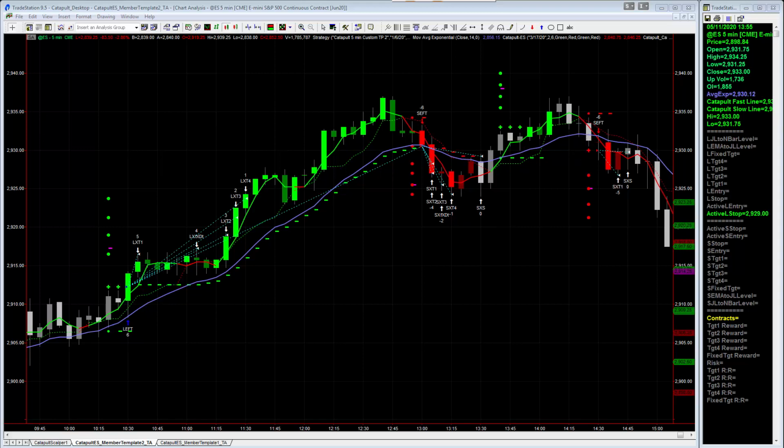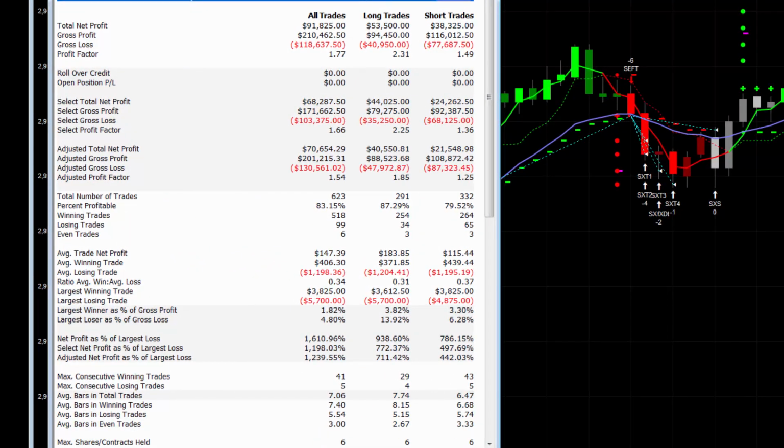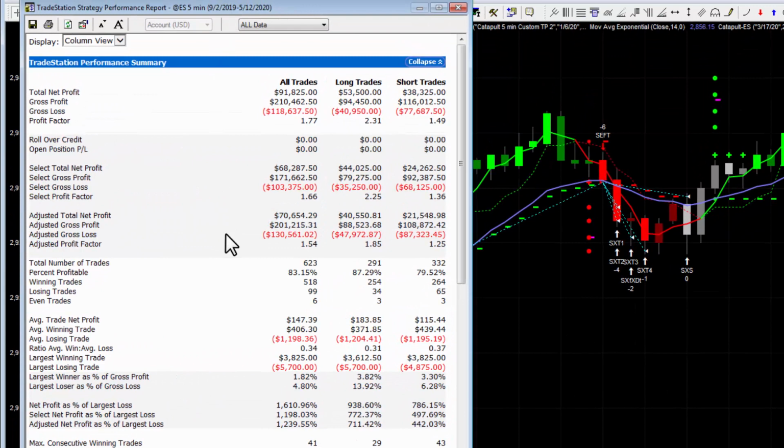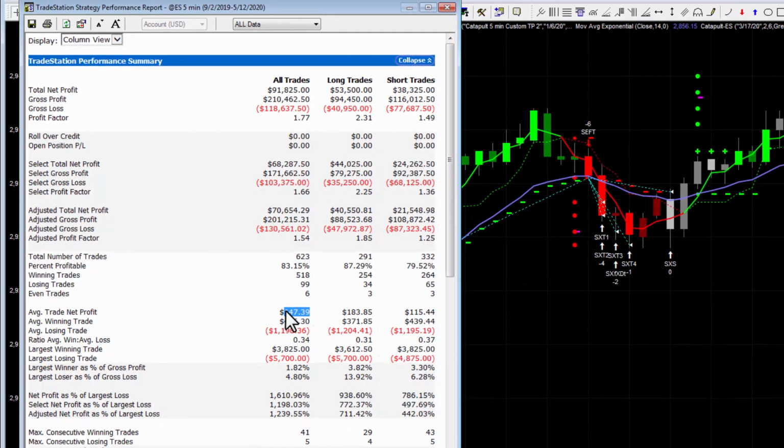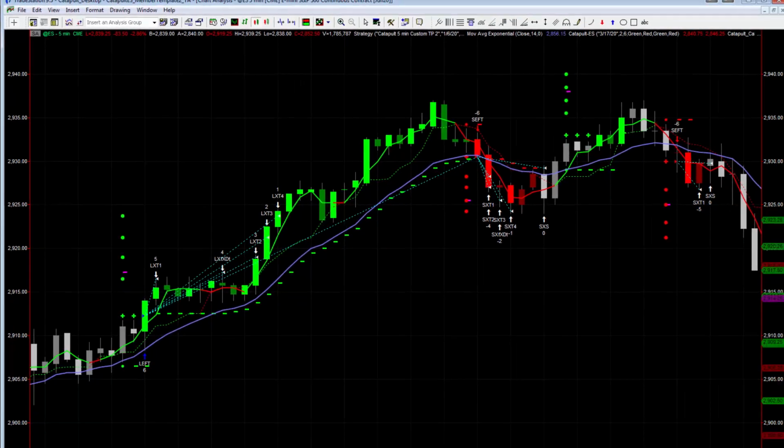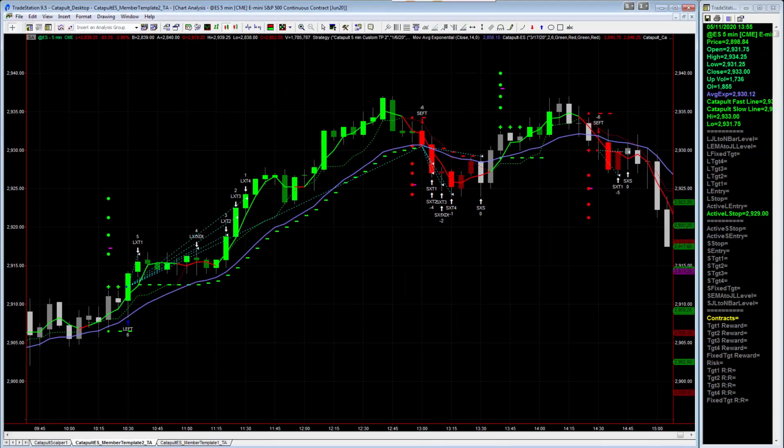If we look at a performance report right here, you can see some nice results dating all the way back to September, an 83% win rate, over $147 average net profit per trade, really strong profit factor. All the stats are really good. So the question that I want to ask is, what is a simple thing to look at that might make this better? Two of the top level parts of a trade that I'm always interested in improving are my entry placement, which is a little plus above the setup bar, and the stop, which is below the setup bar.